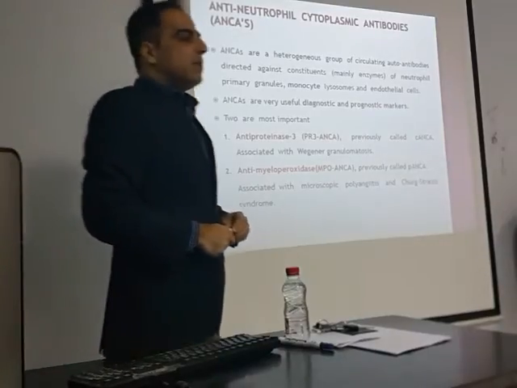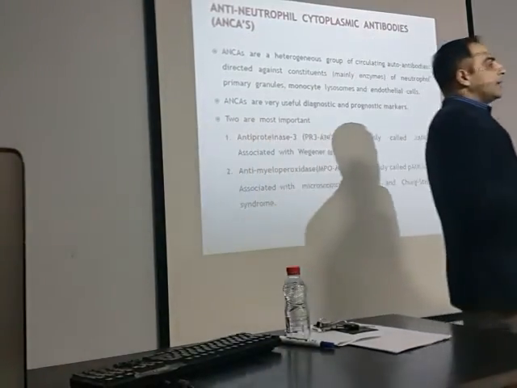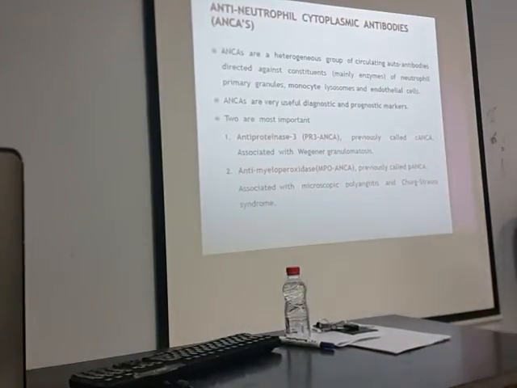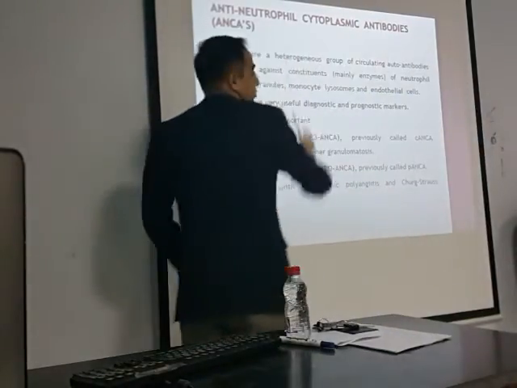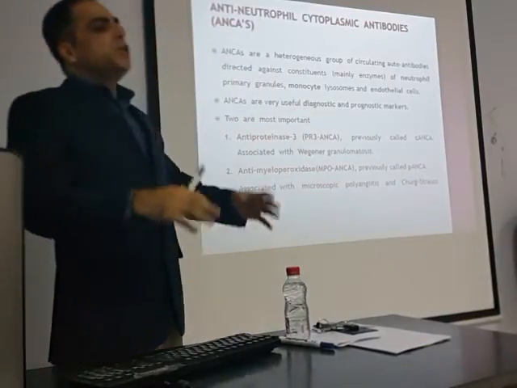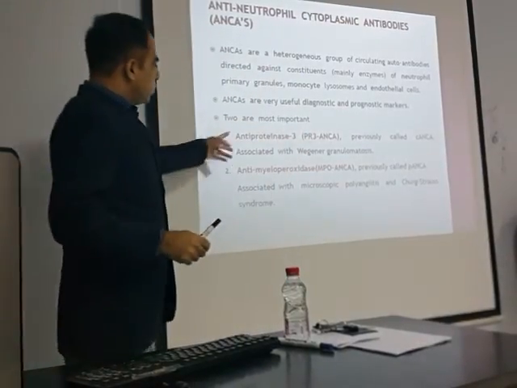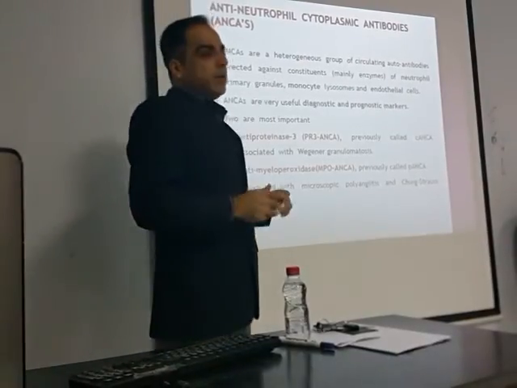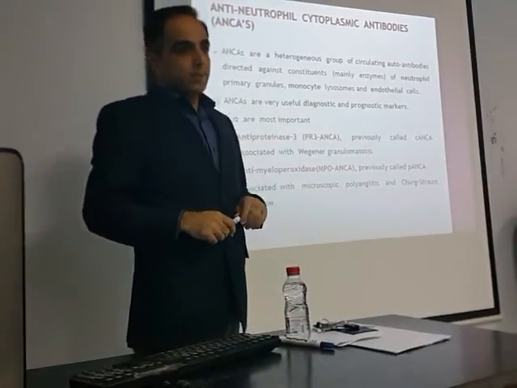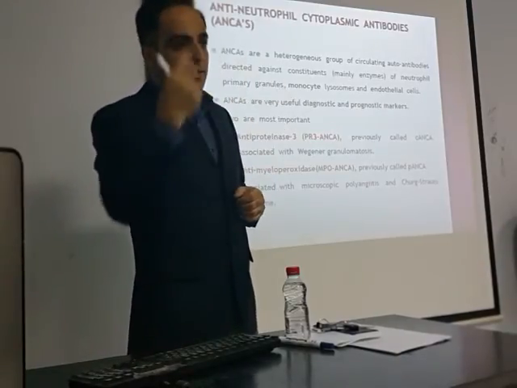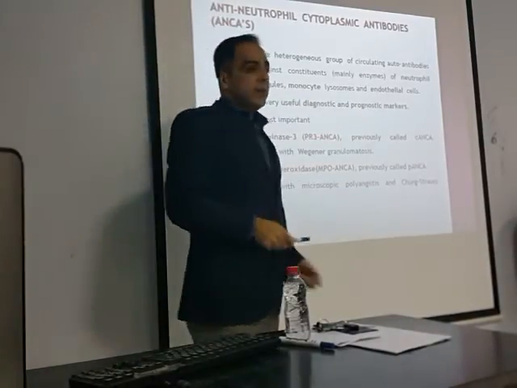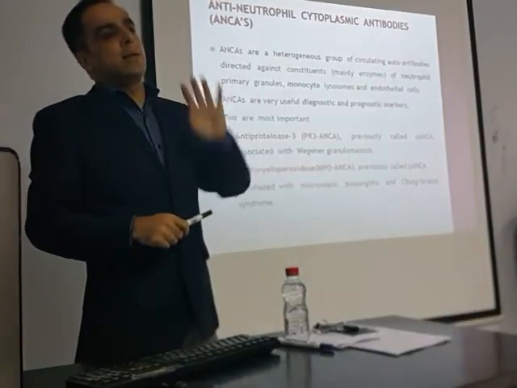Now the second thing is that vasculitis can be mediated by immune complexes or by antibodies. What are the antibodies? It is very, very important. Anti-neutrophilic cytoplasmic antibodies. This is not only against the neutrophil, as the name indicates, but a heterogeneous group. Many antibodies are there, but two are most important. These are autoantibodies which can attack the neutrophils, especially the enzymes in the primary granules of the neutrophils, or the monocytes, lysosomes, or the endothelial cells.